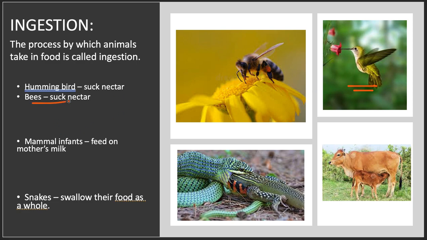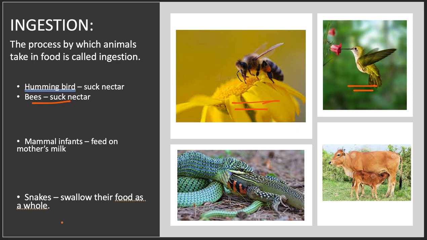Then similarly, bees suck nectar. In this image also you can see that the bee is sucking in nectar from the flower. Then the third, mammal infants. Mammals feed on the mother's milk. You can see a calf over here. A calf is a baby cow. This baby cow is drinking milk from its mother. So this is called feeding on mother's milk.